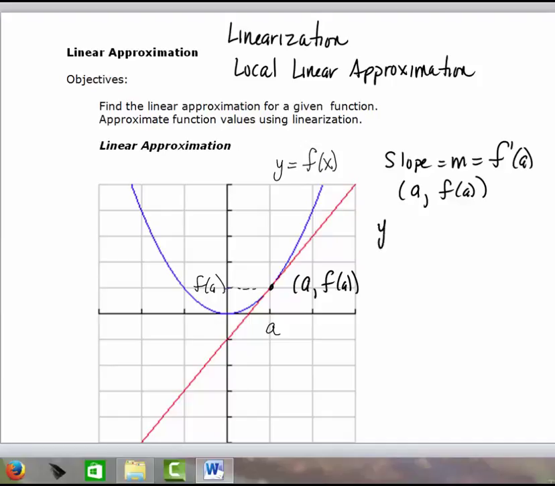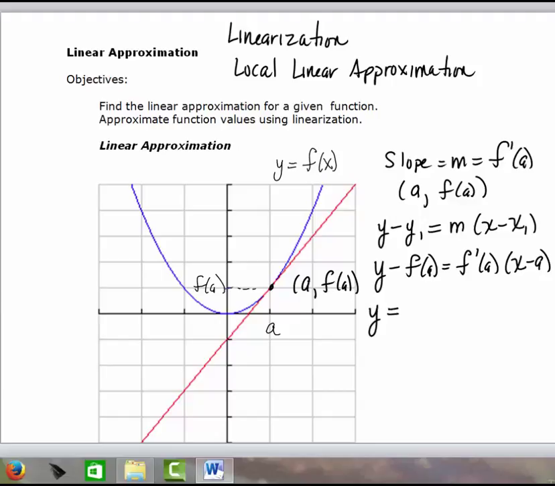And so if we use the point slope formula, y minus y1 equals m times x minus x1, and we plug in our ordered pair, we get y minus f of a equals the slope, f prime of a, times x minus a. The x coordinate is a. And I'm going to solve for y. If I add f of a to each side, I get y equals f of a plus f prime of a times x minus a.